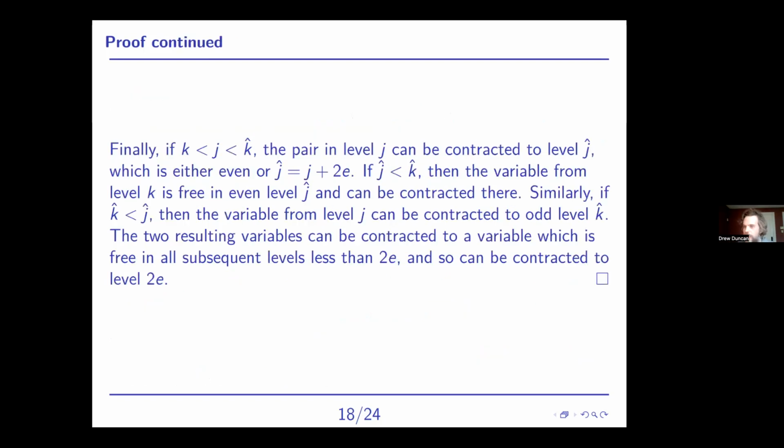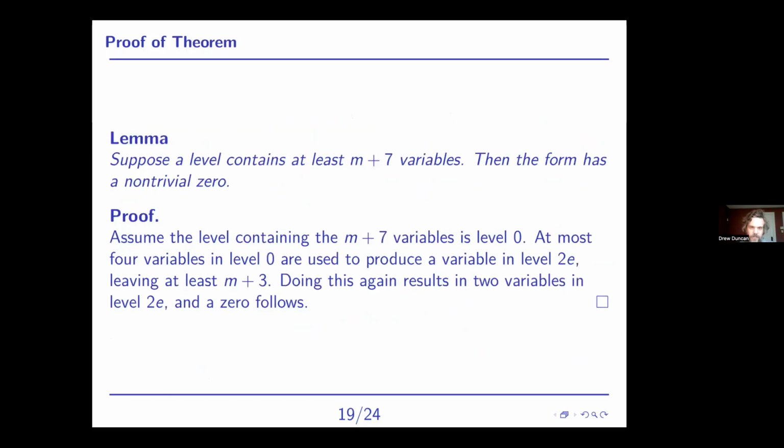And the proof is a little more difficult to state as well, but I think you get the idea. Okay, now we're going to put those 2 lemmas together in 4 different ways, and that's going to give us our result. So suppose a level contains at least m plus 7 variables, then the form has a non-trivial 0.